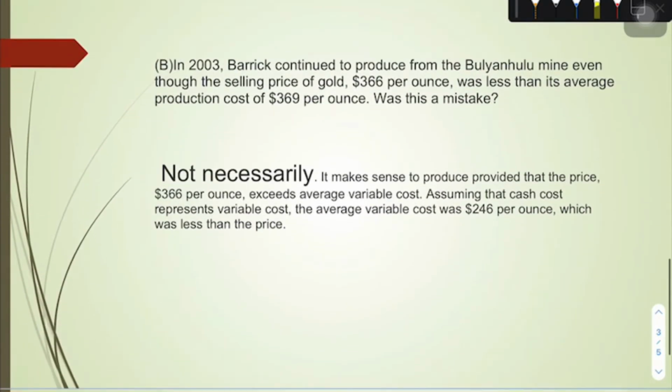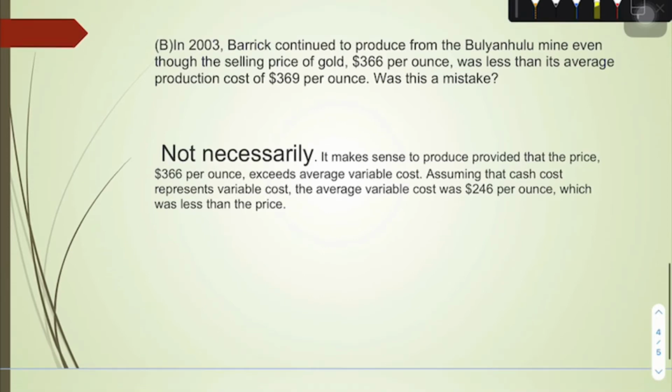And B. In 2003, Barrick continued to produce from the Bulyanhulu mine even though the selling price of gold, 366 per ounce, was less than its average production cost of 369 per ounce. Was this a mistake? Well, I think it's not, because it makes sense to produce provided that the price of 366 per ounce exceeds average variable cost. Assuming that cash cost represents variable cost, the average variable cost was 246 per ounce, which was less than the price.